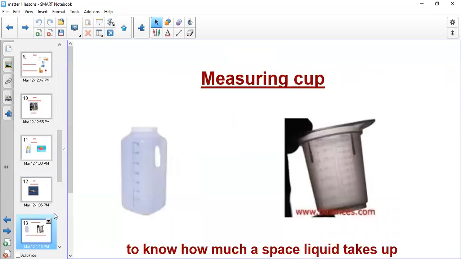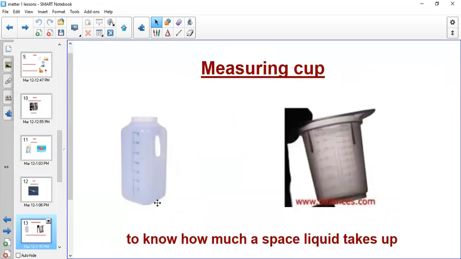The last thing that we will speak about in our lesson is the measuring cup. The measuring cup is used to know how much space liquid takes up. You can find a measuring cup with your mom at home to measure liquid. For the last time, the measuring cup is used for liquids only, and it's used to know how much space liquid takes up. Okay, grade 1.